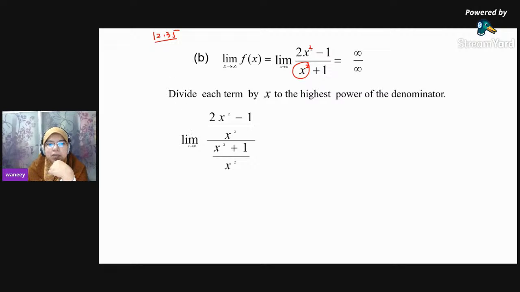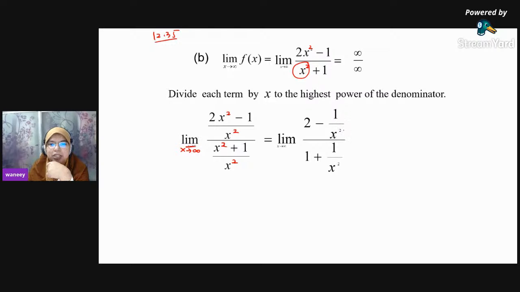Okay, so that means the limit for x approaches infinity. Just in case you couldn't see, I write them again. So this is x approaches infinity, (2x squared minus 1) over x squared plus 1 over x squared. And then we separate them into two fractions and simplify them a bit. So 2x squared over x squared will become 2. 1 over x squared, leave it as 1 over x squared. x squared over x squared is 1. 1 over x squared stays as 1 over x squared.